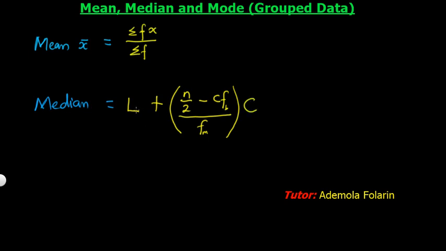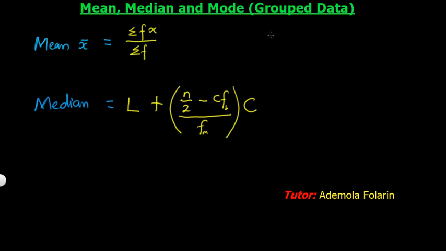So this is the lower class boundary of the median class. The n stands for the total frequency of the data set. The CFB stands for the cumulative frequency before the median class, while the FM here stands for the frequency of the median class, and C is the class size.